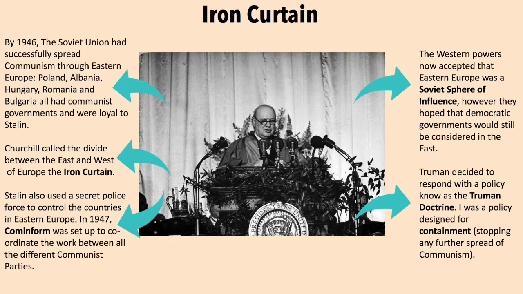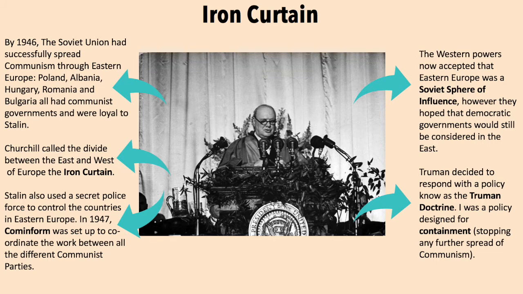In 1947, Cominform was set up to coordinate the work between all the different communist parties. The Western powers now accepted that Eastern Europe was a Soviet sphere of influence. However, they hoped that democratic governments would still be considered in the East.